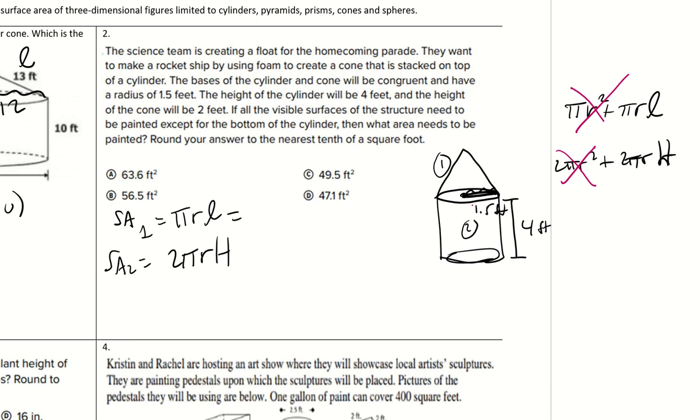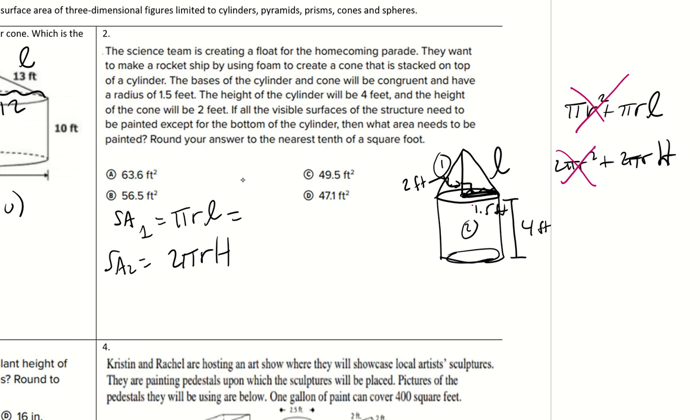All right, so in this case, we have pi times radius times L. We need to figure out what L is. We don't know what L is. Actually, do they tell us? Let's see here. This cone will be congruent, have radius here. Okay, so they tell us that the height of the cone is 2 feet. However, they do not tell us L, and we need to know what L is.